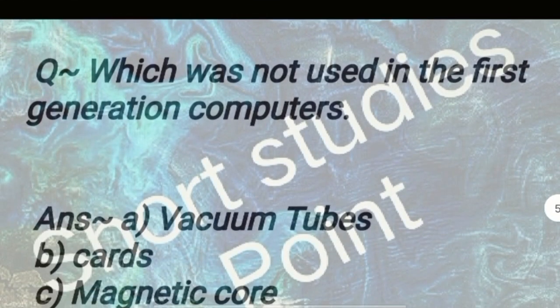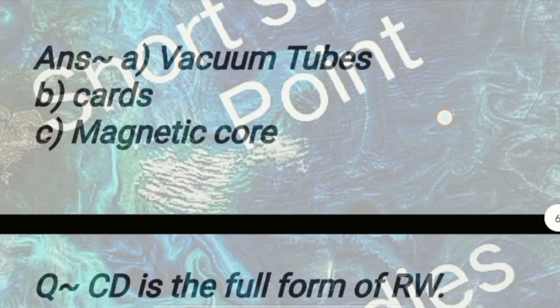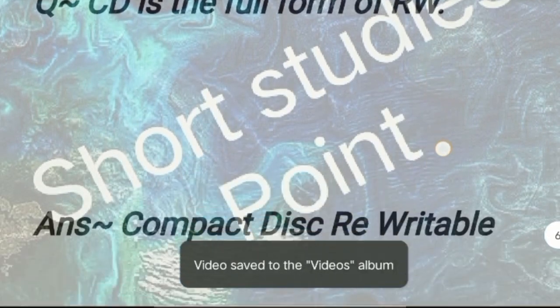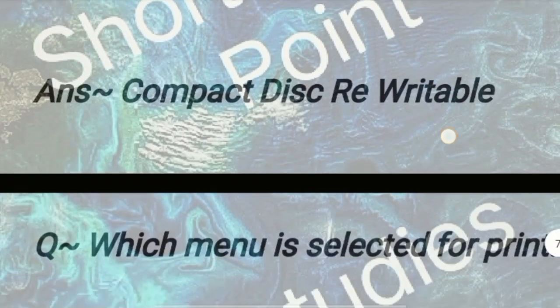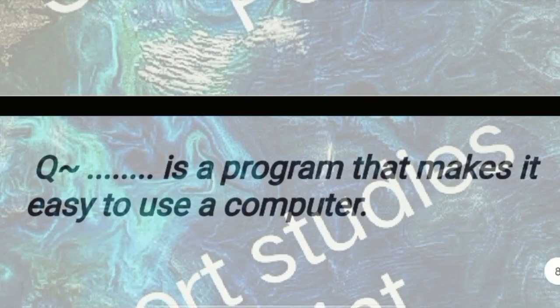Next question, which was not used in the first generation computer? Answer: vacuum tube, cards and magnetic core. Next question, CD-RW is the full form of? Answer: compact disc read writable. Next question, which menu is selected for print? Answer: file.